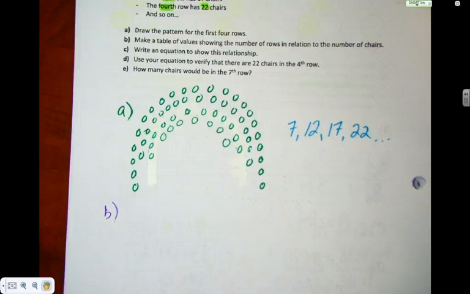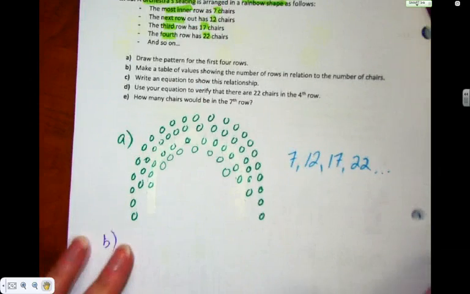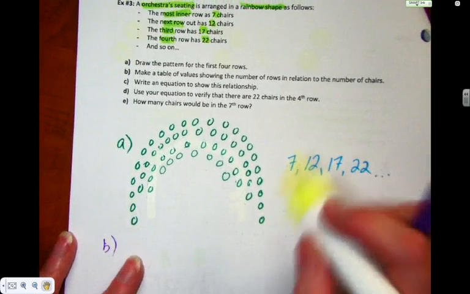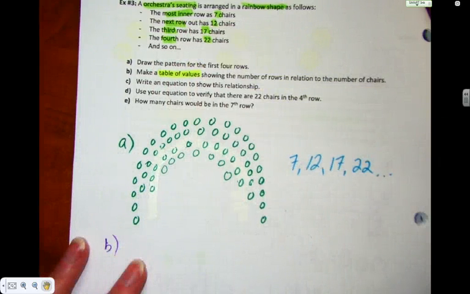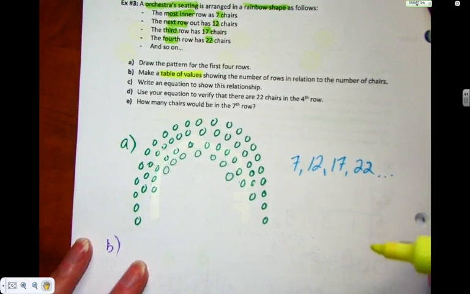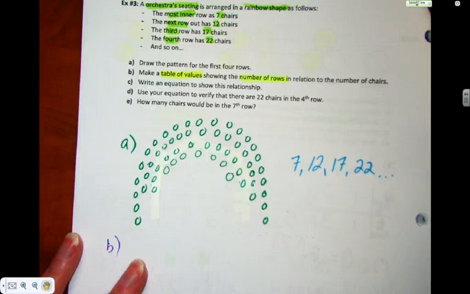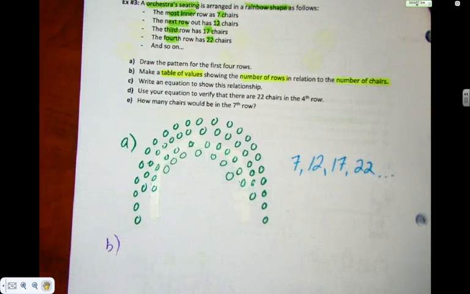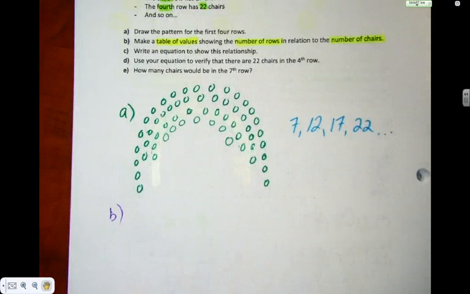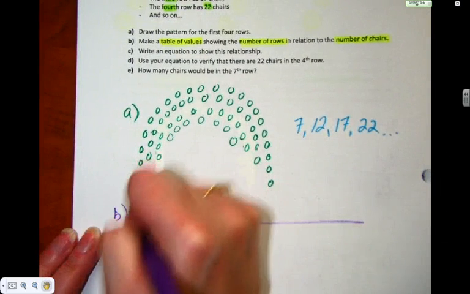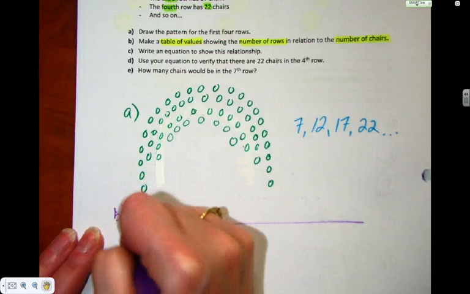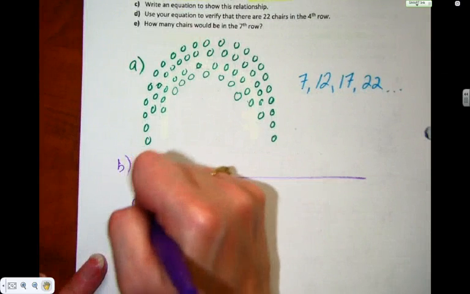B, keywords. Got my highlighter ready. Table of values. There's more that's important. It's telling you what the 2 rows have to be: the number of rows and number of chairs. So it's telling you what those rows in your table of values have to be. Number of rows, number of chairs.